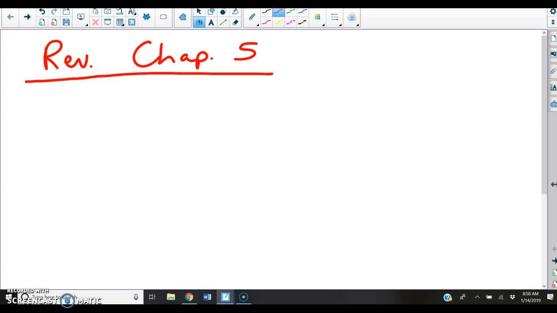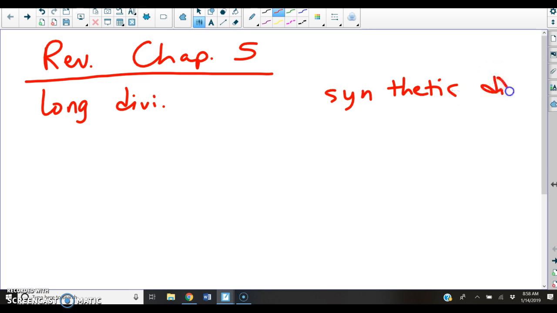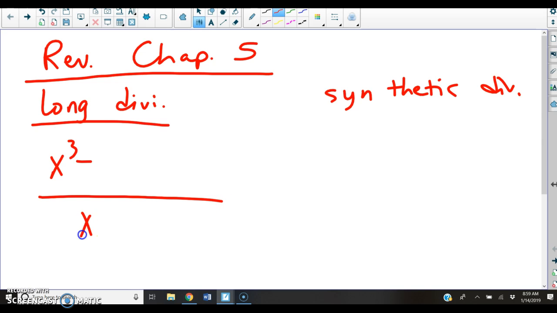A couple things that we did in this. We did long division, and we did synthetic division. Okay, when can you use each? Well, long division is if you're trying to divide by a divisor that is not a linear term. So if we have x cubed minus 5x squared, excuse me, plus 7 divided by x squared plus 2, we have to do long division.